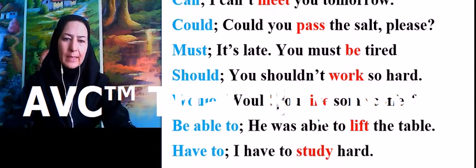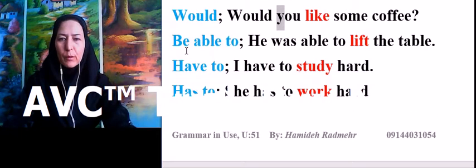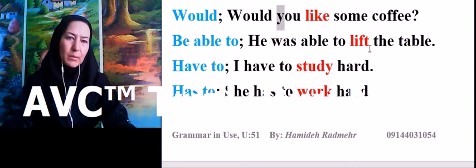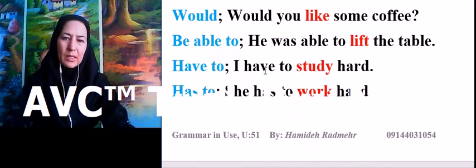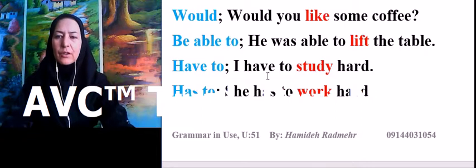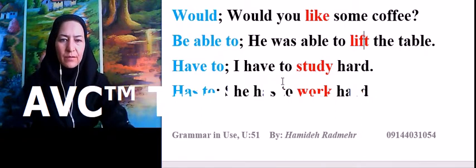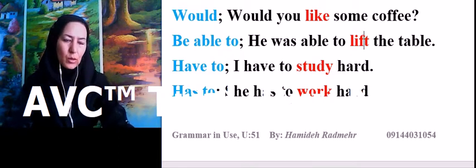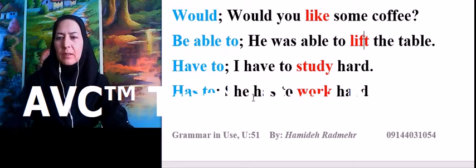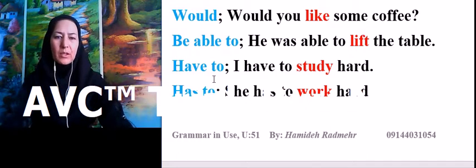Would like. So you see base form of the verb, be able to. He was able to lift the table. After to, able to, we use base form of the verb. I have to study hard. As you see, the pronunciation here is hafta. I have to study hard. She has to. We say hasta, not has to. So be careful about the pronunciation. It's really important in our speech.